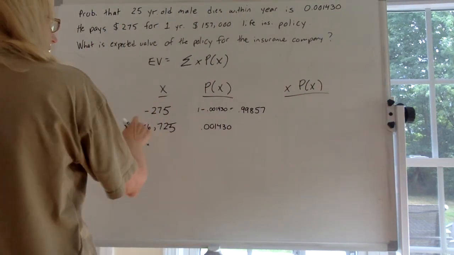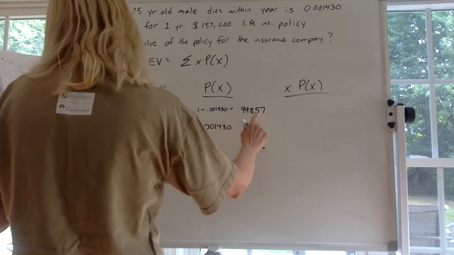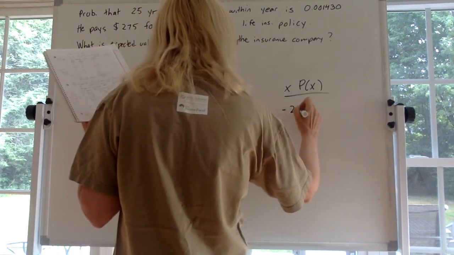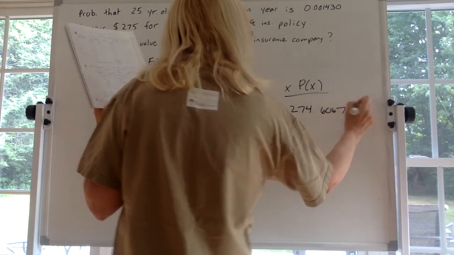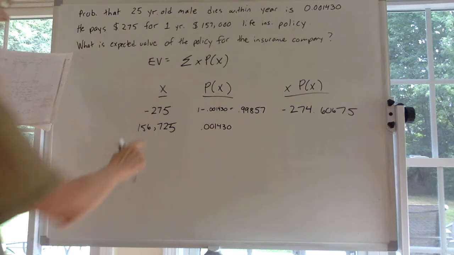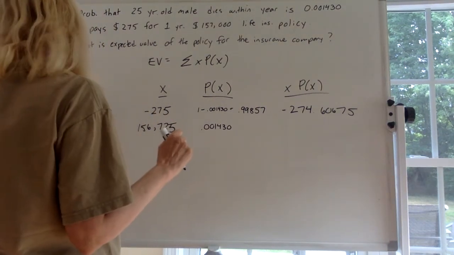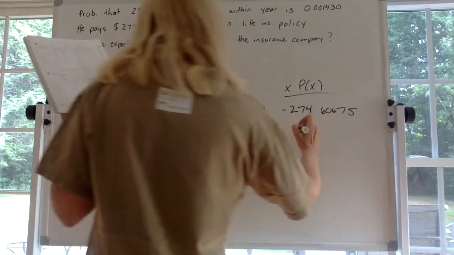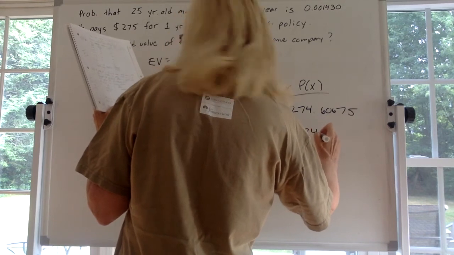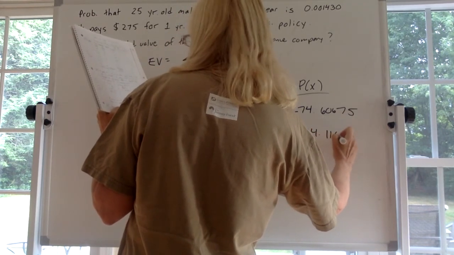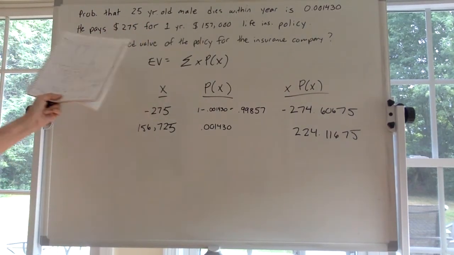Then I take my calculator out and I do negative 275 times 0.99857. Then I get negative 274.60675. And I take my calculator out and I multiply 156,725 by 0.001430, and I get a positive 224.11675. So what do we have to do to find the expected value? We have to add them up.